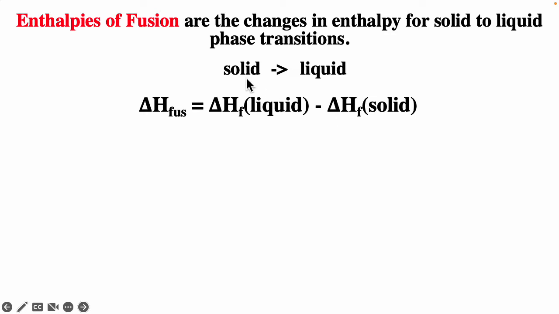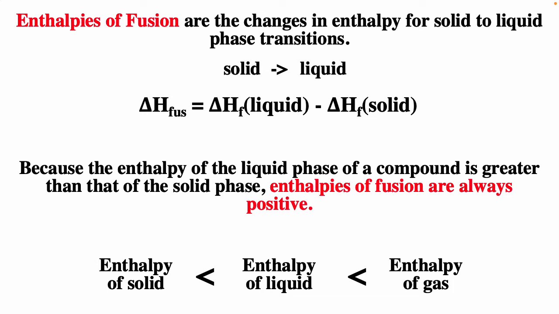Enthalpy of fusion is going from a solid to a liquid. You'll always have to add heat to go from a solid to a liquid, and so enthalpies of fusion are always positive. You can also think about it because the enthalpy of the solid is always going to be less than the enthalpy of the corresponding liquid. If we go bigger number minus smaller number, that would give you a positive enthalpy of fusion.